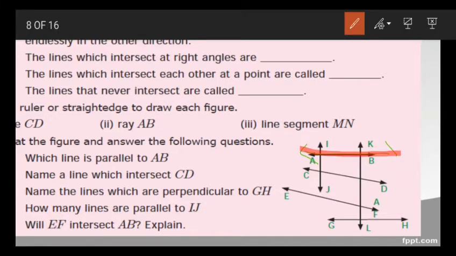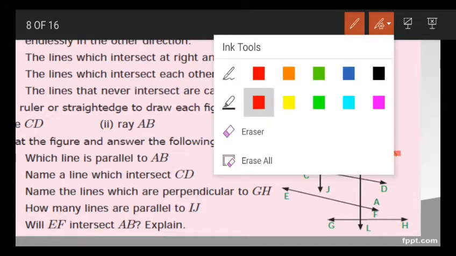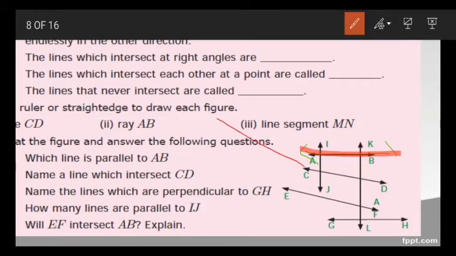Right. So which line is parallel to AB? Is CD parallel to AB? No. When you extend this CD, they will meet. So CD is not parallel to AB. Okay. Now see EF. Will EF be parallel to AB? If you extend again, they will meet. Right. So EF is also not parallel to AB.